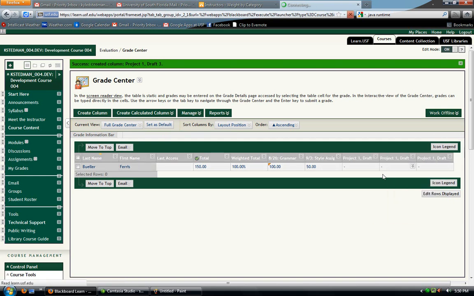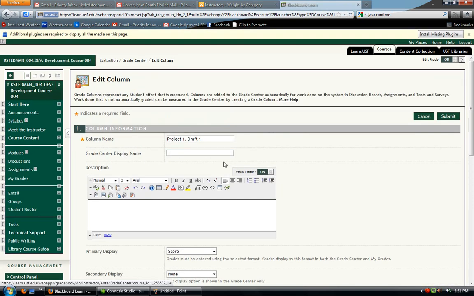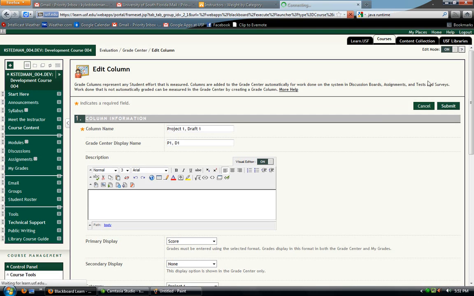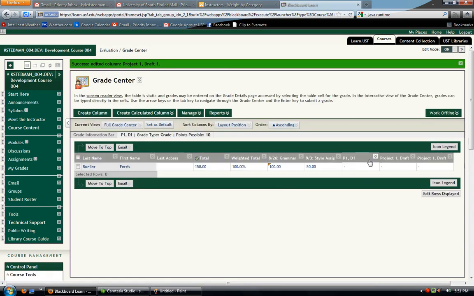Well, I can always edit the column information and type a display name. That's the only time I bother with a display name, is when the one that I typed up there is so long that I can't figure it out. It gets mixed up. I'm not going to bother with all of those right now, but you see how it affects things.